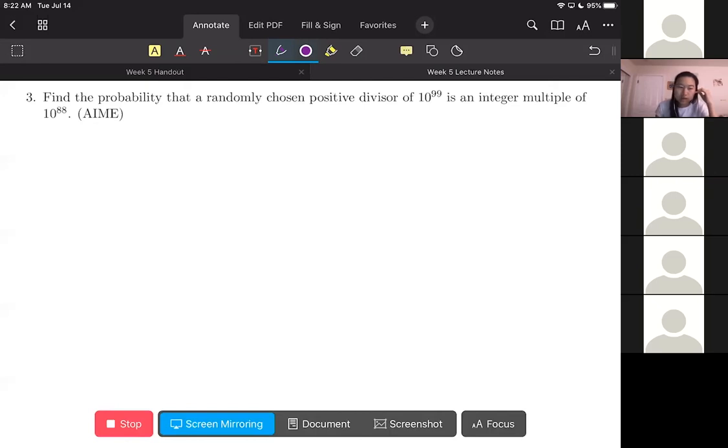Cool, yeah, that's right. So let's prime factorize this, right? So 10 to the 99, what's the prime factorization of 10 to the 99? 2 times 5 all to the 99. Yeah, so that's 2 to the 99 times 5 to the 99.